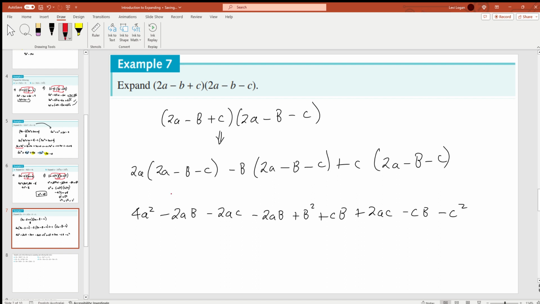Now we look pretty much for like terms. So I can't see any more of these, so I'm not going to look for any of them. I can see though, that's a like term, and that's a like term. And I can also see that's a like term with that. So that cancels out. That doesn't. And that does with that. So what we're left with is, alright, 4a squared minus 4ab plus b squared minus c squared.